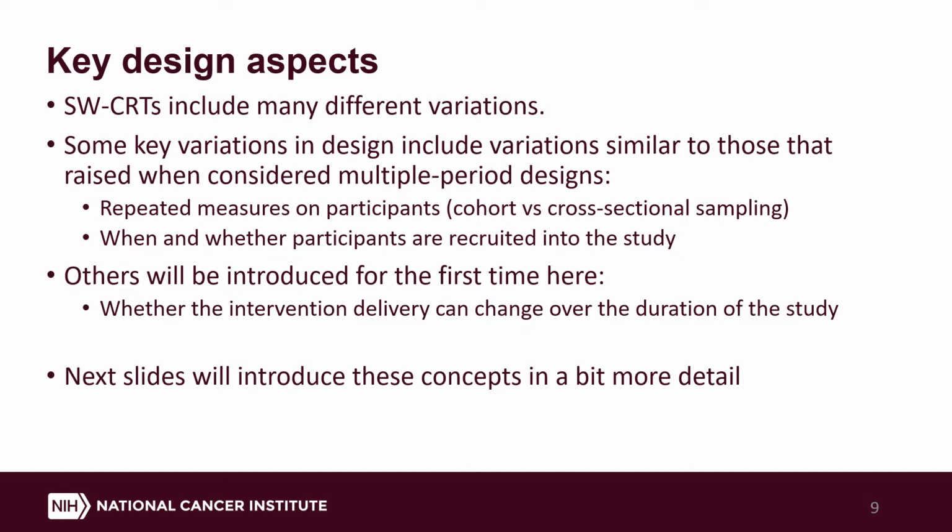And those are whether repeated measures are taken on participants, i.e., whether the study adopts cohort or cross-sectional sampling, and when and whether participants will be recruited into the study. Now, there are also some other variations in the stepped wedge design that will be introduced for the first time here. And essentially, this is whether the intervention delivery can change over the duration of the study. So the next slides are going to introduce all of these concepts in a bit more detail.